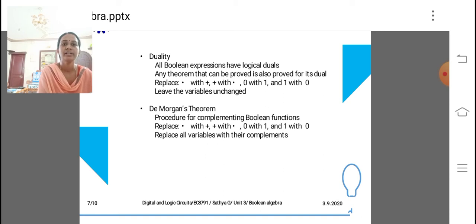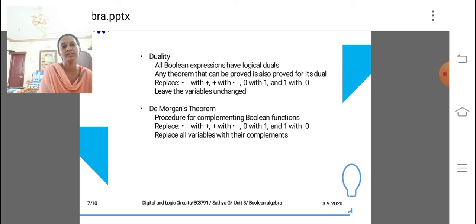Okay, the next one is the duality theorem. The duality theorem states that we change each OR sign into an AND sign and each AND sign into an OR sign, and complement any 0 or 1 appearing in the expression. So these three conditions we apply in the principle of duality. That is, in a Boolean expression we change AND to OR and OR to AND, and complement the values. If we have 0 and 1, we change 1 and 0. That is the objective of the duality principle.